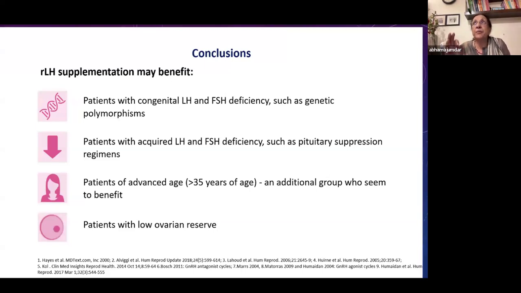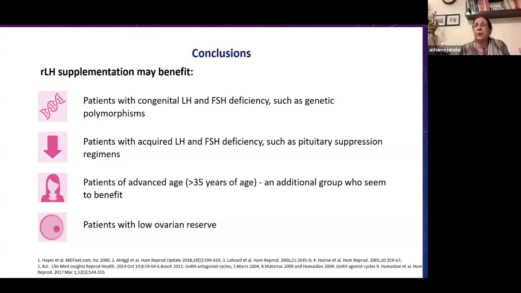In advanced age women, the mitochondrial function goes down, and again, adding LH adds the androgen precursor, the growth hormone, and possibly helps better. And the last group is where you get a poor FOE in a patient of Poseidon 1 and 2. Here you can add LH because there could be a polymorphism and/or the long agonist protocol may have suppressed the LH-FSH very severely.